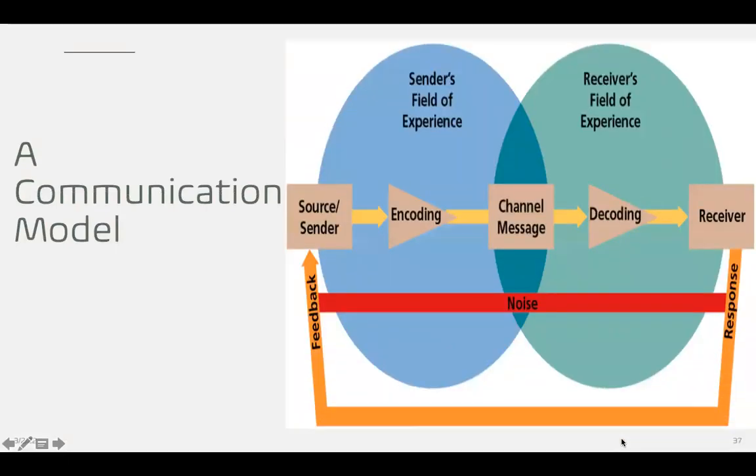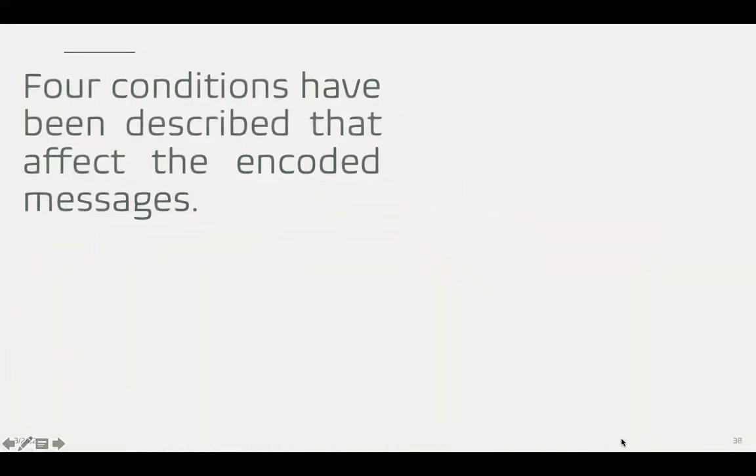A communication model. Before communication can take place, a purpose expressed as a message to be conveyed is needed. It passes between a source and the sender. The message is encoded and passed by way of some medium to the receiver, who translates the message initiated by the sender. The result is transference of meaning from one person to another. The source initiates a message by encoding a thought. Four conditions have been described that affect the encoded messages. We have skills, attitudes, knowledge, and social cultural system.